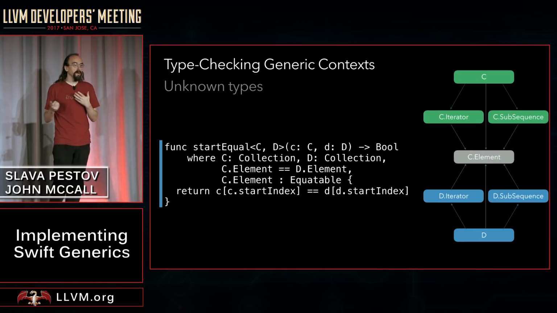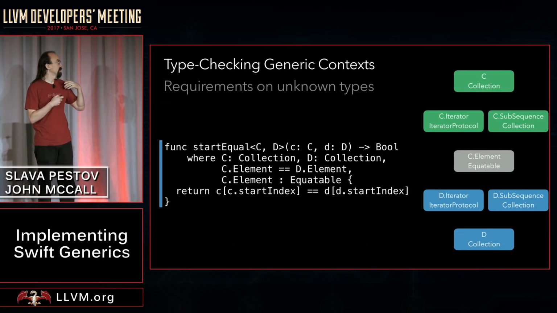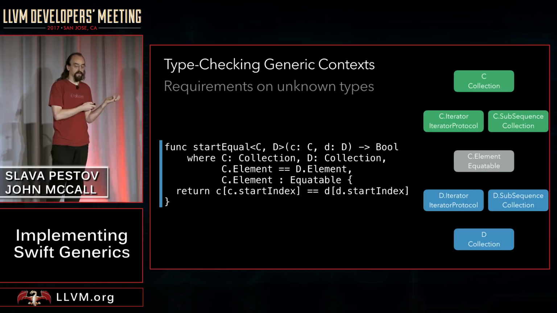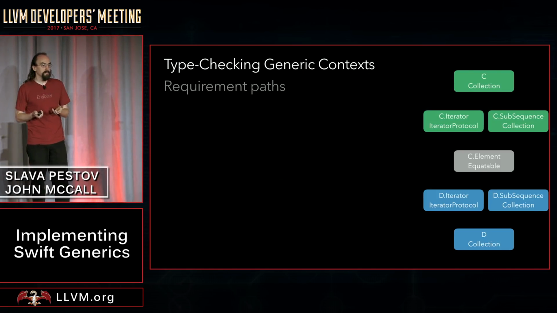So what do I know about the associated types in this context? Well, I know that C and D are collections, and from the fact that C and D are collections, I know what protocols they variously implement. And then I also have top-level information about C.element. So it's important that for any of these unknown types, I can actually recover why I know this. And that's what we call a requirement path.